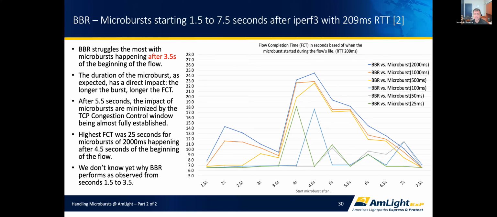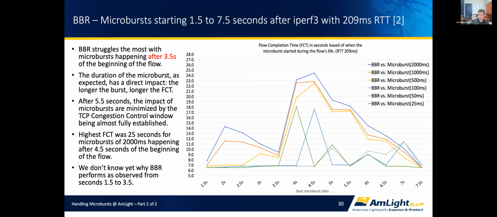So BBR doesn't care if anything starts at the beginning. It's cool, right? Once it gets to a certain point, and there's this magic number that we're going to show later, which in this case you can see is 4 seconds. If a microburst happens at the mark of 4 seconds of the beginning of the flow, that's when you are going to have the worst results.